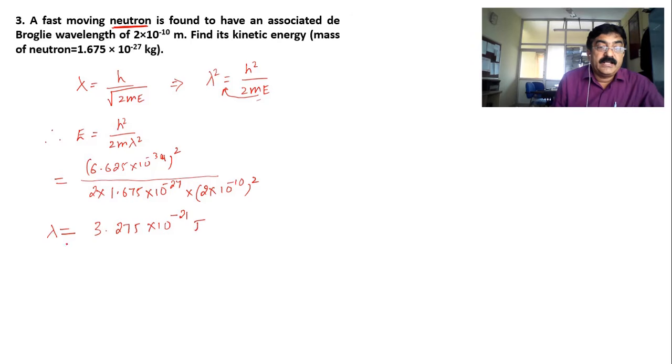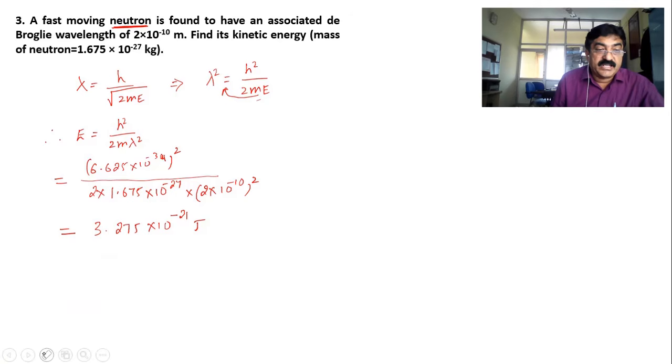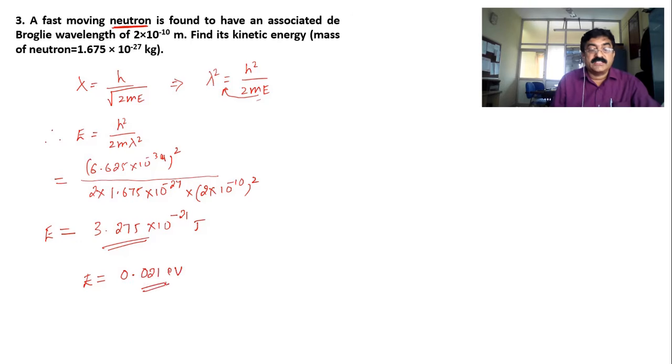I told you lambda, sorry, this is not lambda, please excuse me, I made a small mistake. This is energy. So I told you energy SI unit is joule. So if you want, you can stop here, you will get full marks. But it is better to express energy in electron volt. How to express in electron volt? Divide this by 1.6 into 10 to the power of minus 19. Then you get the answer as 0.021 electron volt. This is the final answer. So even if you express in joule, you will get marks, but better to express in electron volt.